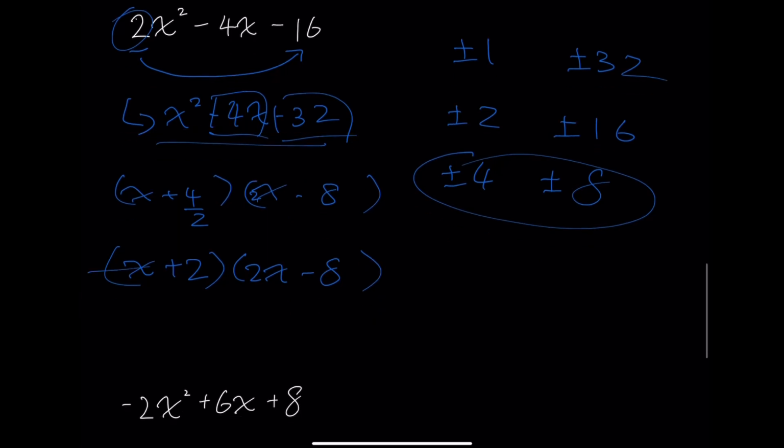We could do it the same way for the other bracket, so that could look like x, 2x plus 4, and x minus 8 divided by 2 will be 4. We will still get 2x squared minus 4x minus 16.